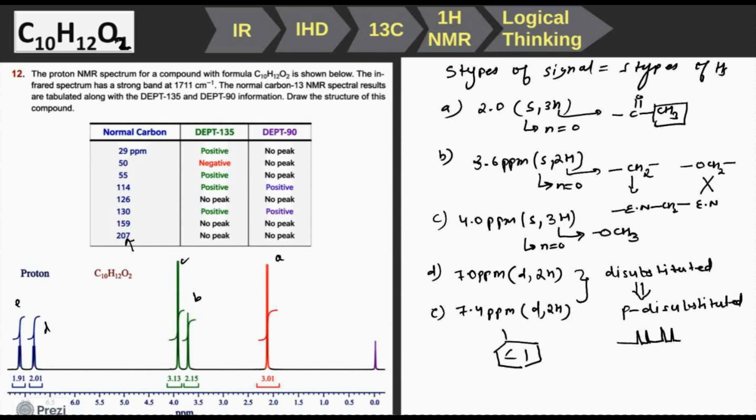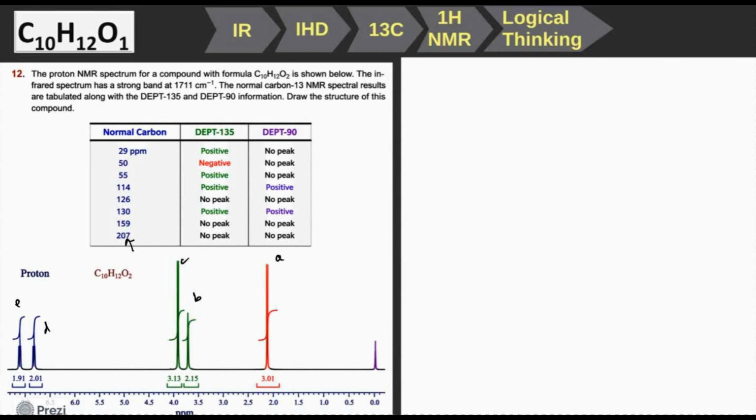Let's say this is the X group, this is the Y group. It has a plane of symmetry. This hydrogen will show a doublet, this hydrogen will show another doublet, and the chemical shift values will be different. So this has two types of hydrogen.